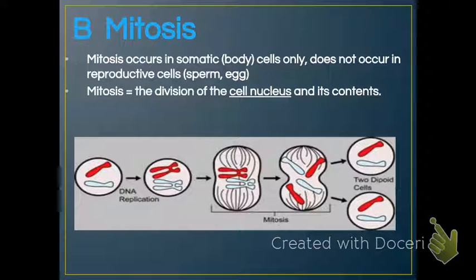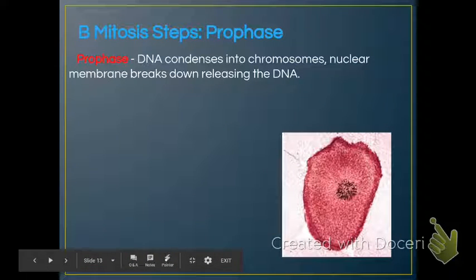Some people use this term PMAT. You might hear it. PMAT stands for the four stages of mitosis. So you have P, which is prophase, M is metaphase, A is anaphase, T is telophase. So we'll start with prophase. In prophase, the DNA condenses into chromosomes, and the nuclear membrane breaks down, releasing the DNA.